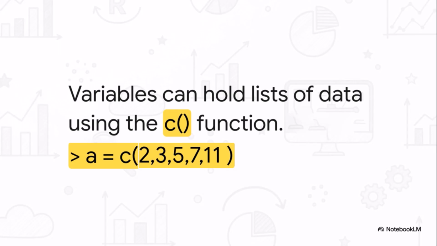And variables aren't just for single numbers. You can store entire lists of data in them. Here, we're using the c command, which just stands for combine, and we're storing a whole list of prime numbers inside our variable a. This is the first step towards working with the big data sets that R is so famous for.